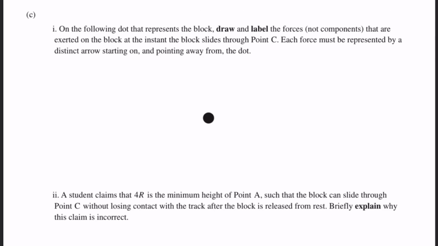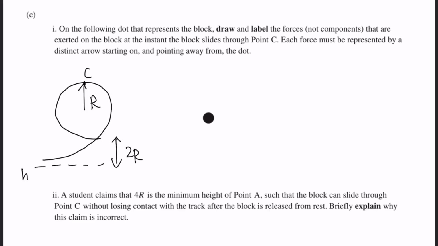Okay, so for our last question, we have two parts to this last question. The first part tells us to draw and label the forces that are exerted on the block as the block slides through point C. So if you remember, point C was kind of like a circle like this. So it was already 2r above the ground, and it also had a radius r. So that means that the height of point C, if we take the ground to be height equals 0, is equal to 4r, right? Okay, so that isn't very relevant to this part, but in the next part we'll see why that is relevant.